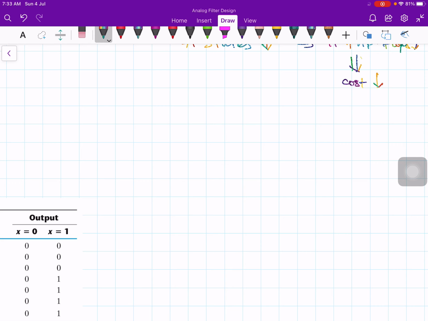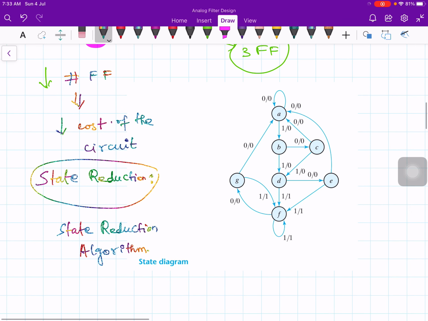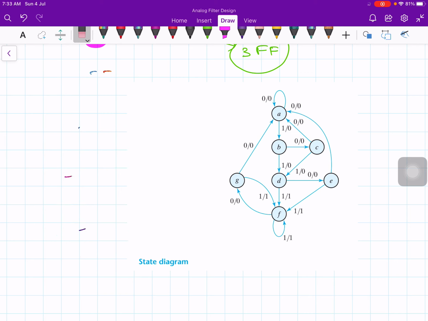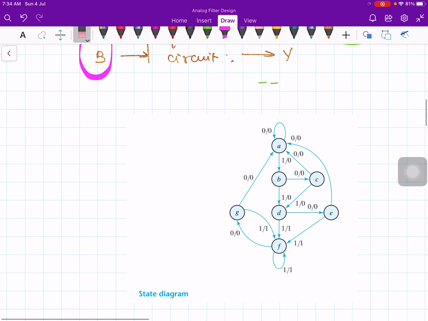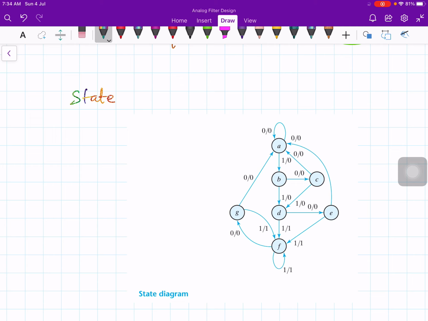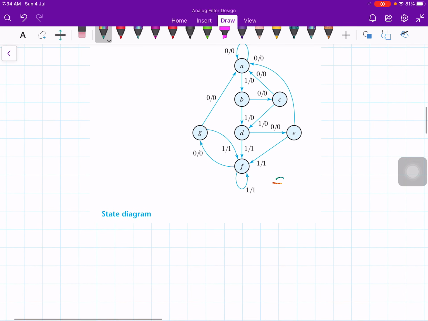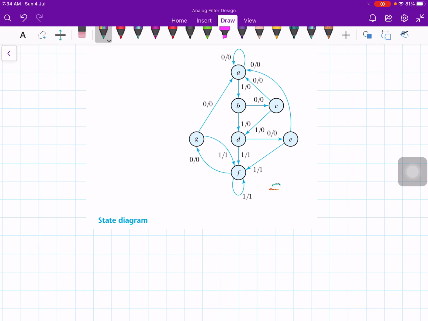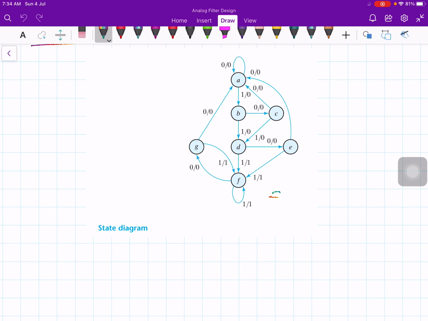Now let us discuss the state reduction procedure. Let us try to understand this procedure with the help of an example. So I'm going to consider this state diagram. Let us start with a sequential circuit whose specification is given in the form of a diagram called a state diagram. So in this example, only input output sequences are given.